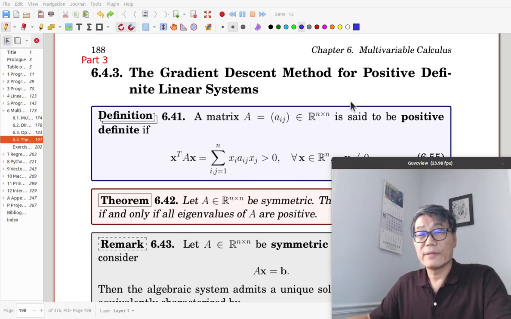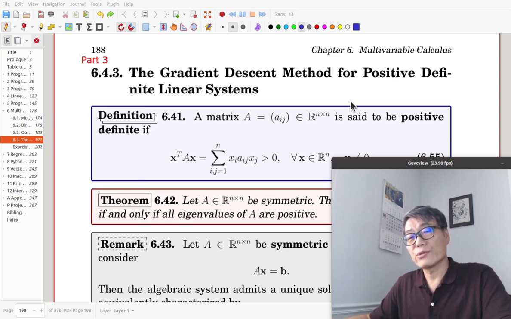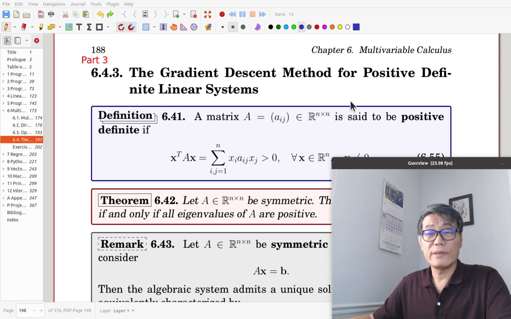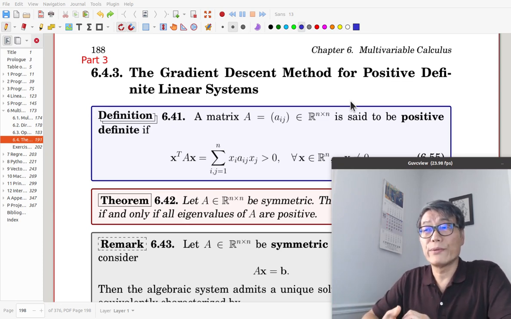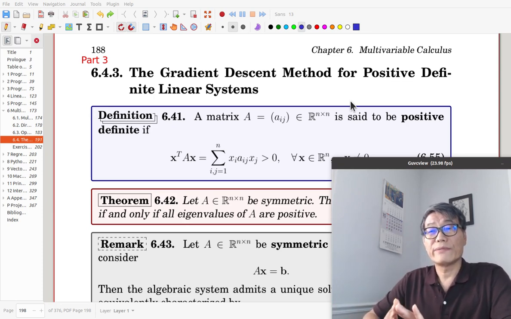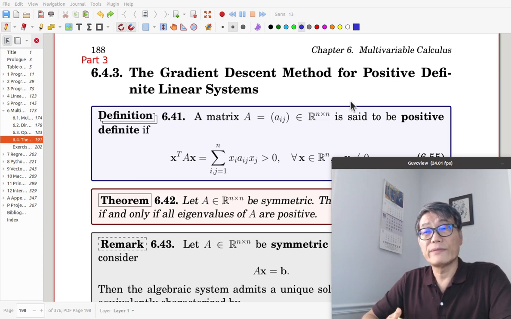In this part of the section, we'll consider the gradient descent method for positive definite linear systems. Once you try to solve a positive definite linear system, you may use the conjugate gradient method rather than the gradient descent method. So the gradient descent method is rarely used for solving positive definite linear systems. However, here we'll consider the method to understand it more thoroughly.